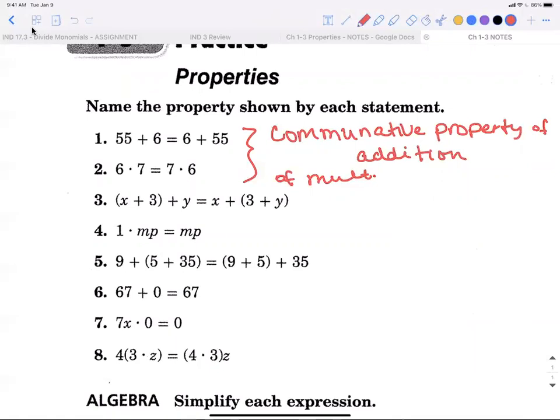How about number 5? What's number 5? We've got 9 plus, and then this grouping. And then we've got the grouping a little bit different, but it's all the same numbers. Somebody tell me which property it is for number 5. Yes. Perfect. Yeah. It's the associative property. I always double check my spelling. There we go. Associative property of, and in this case, right, it's addition because all of our signs there are addition.